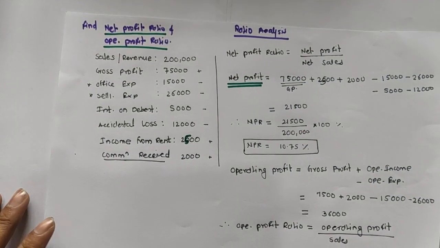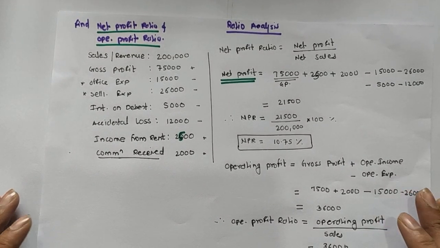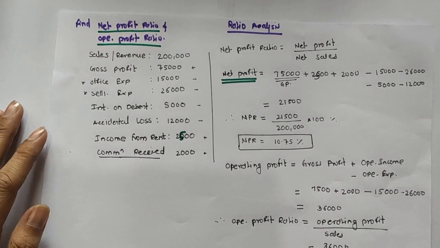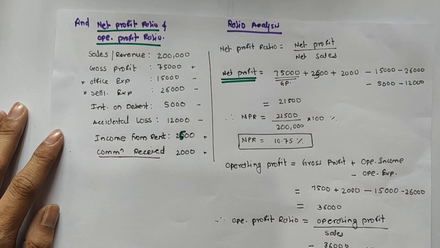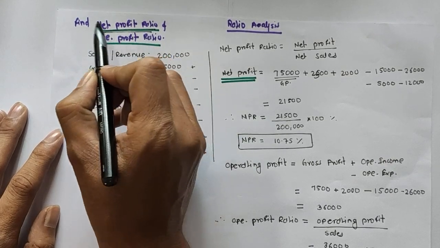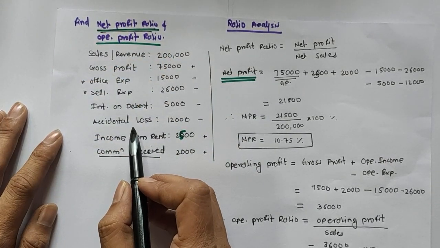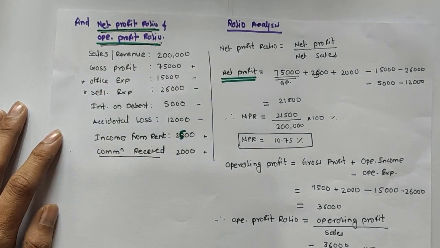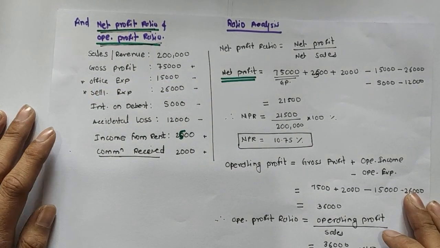See friends, the next numerical is very important, because in this numerical we are calculating two profit ratios. One is the net profit ratio, and another is the operating profit ratio. See what things they have given.